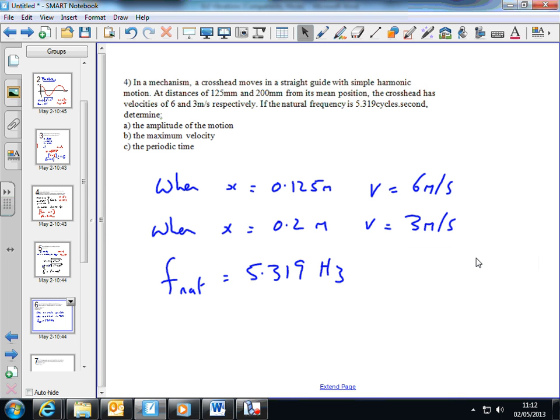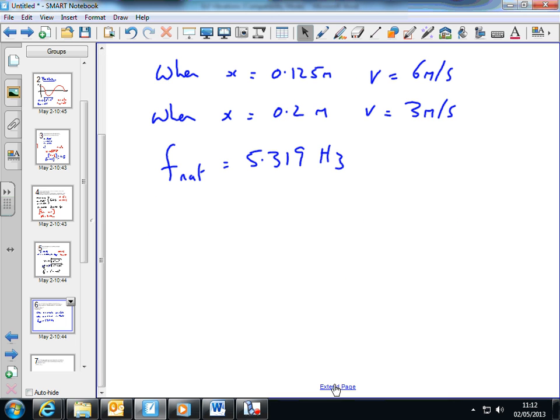Okay, so in this tutorial, question 4 then, extracting the information, we're given two scenarios. When x is 0.125, the velocity is 6 meters per second. When x equals 0.2, the velocity is 3 meters per second. And we're also given the natural frequency of this thing. Free oscillation, so it's oscillating at a frequency of 5.319 hertz.